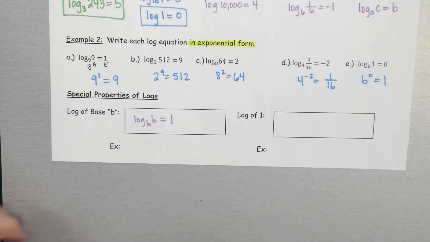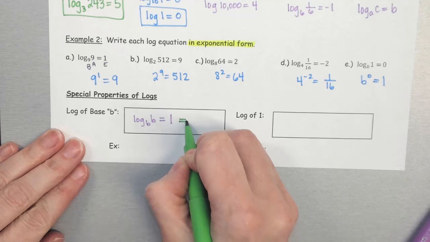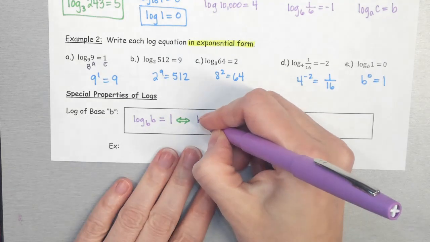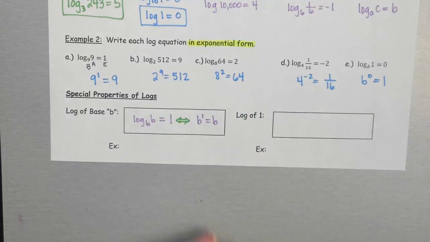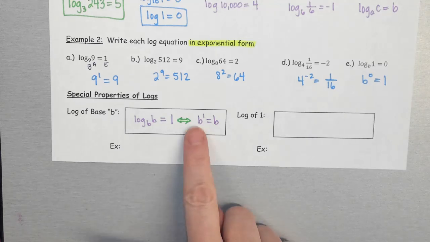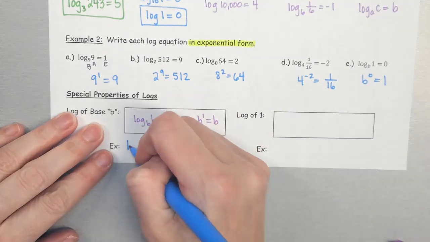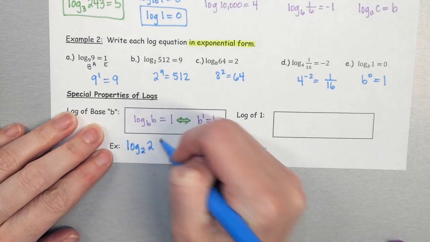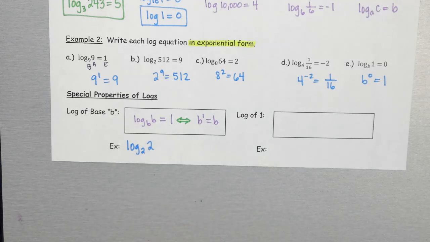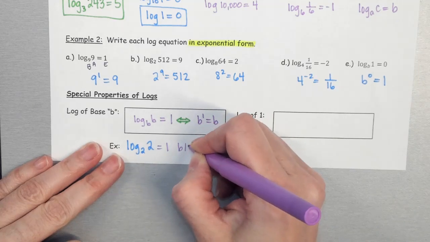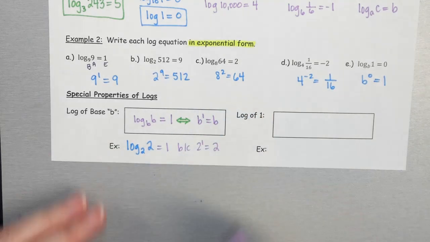Okay, whenever you're taking the log of a value with the base of that same value, it is going to result in 1 because the value raised to the first power is going to be the same value. Okay, so if you were to see log base 2 of 2, then you would know, oh, if they have the same base and the same value there, that has to equal 1 because 2 to the first equals 2.